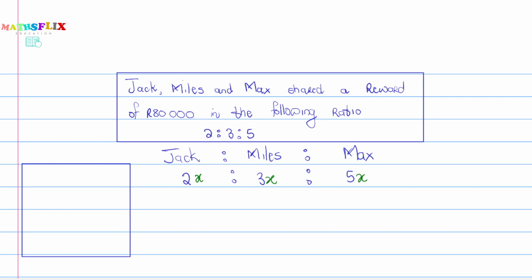You'll add 2 and 3 and 5 to get 10. And then you'll take what needs to be shared, which is 80,000, divided by that 10. That will give us our x value. And our x value is 8,000. Perfect. Now take your x value, which is 8,000, and then sub it in. So wherever you see x, you'll just sub that in.